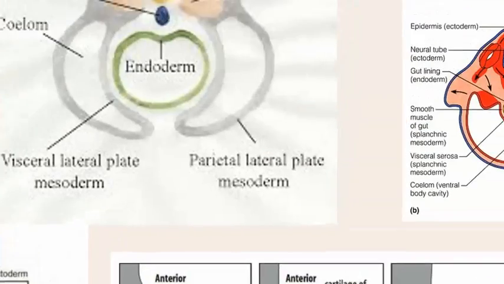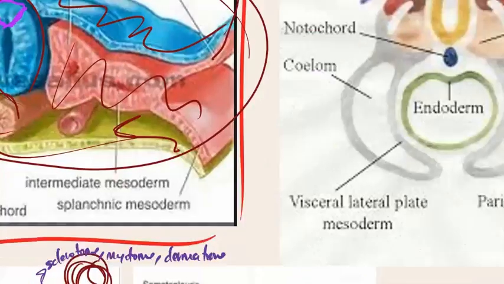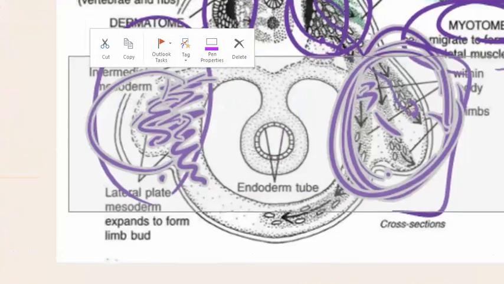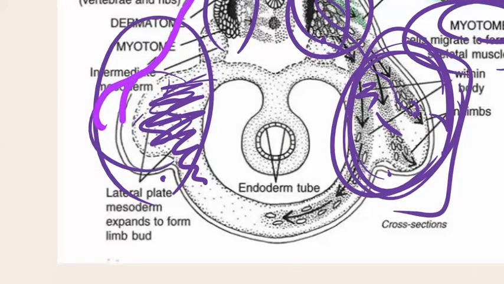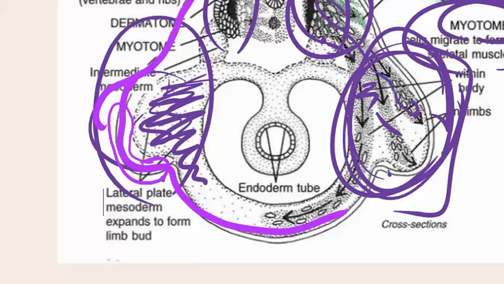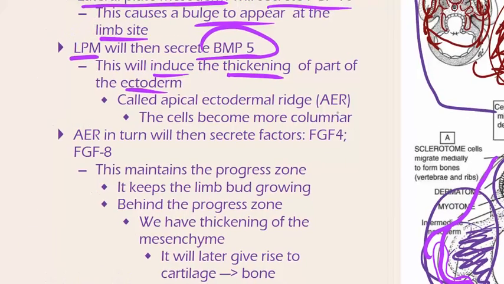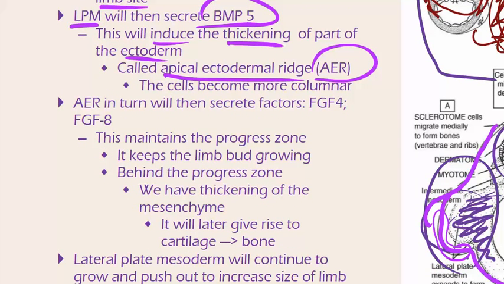And what we're talking about is, let's see here. Okay, so you see that all this is ectoderm. So that bone morphogenic protein 5 is going to induce that to thicken, and that's how you're going to form your AER. This is your apical ectodermal ridge. The bone morphogenic protein 5 causes that ectoderm to become more columnar, so they'll be the cells of your AER.